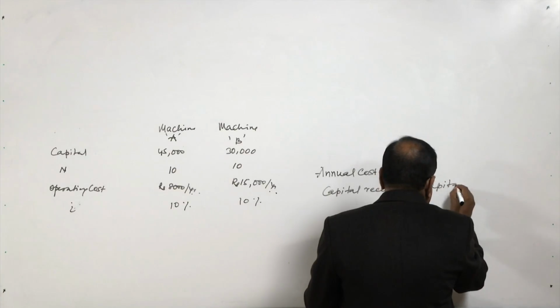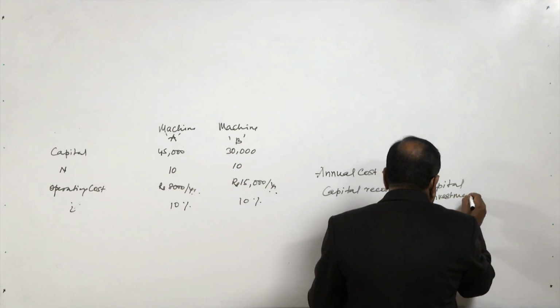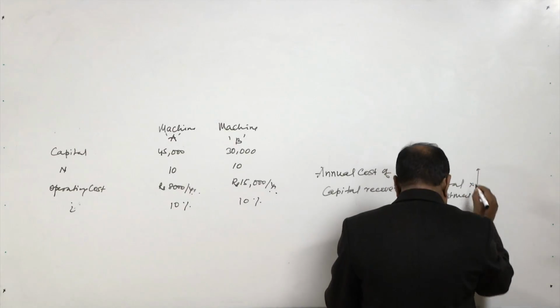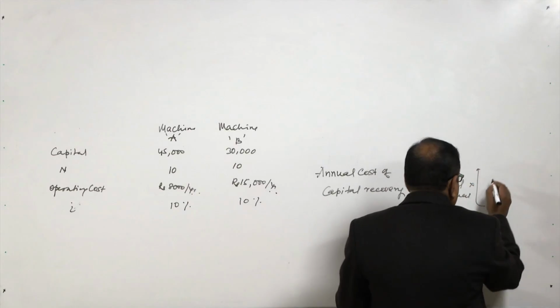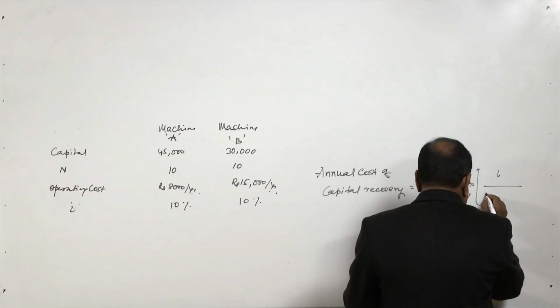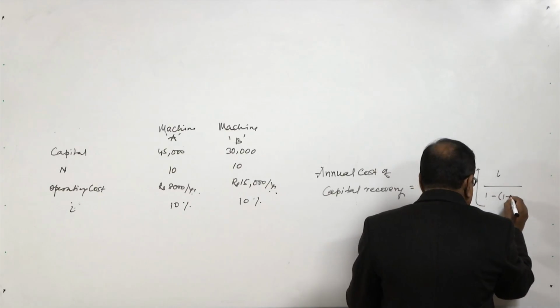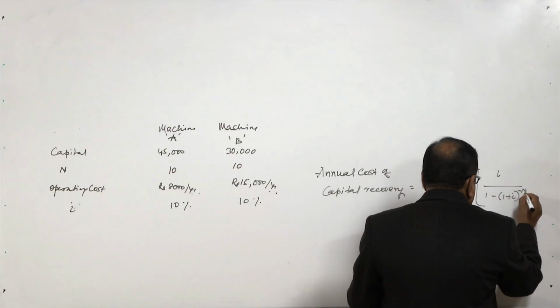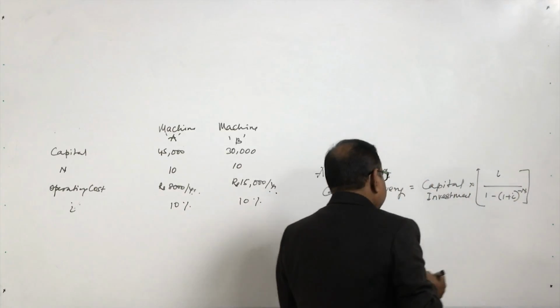capital investment into I divided by 1 minus 1 plus I to the power minus n. This is the value.